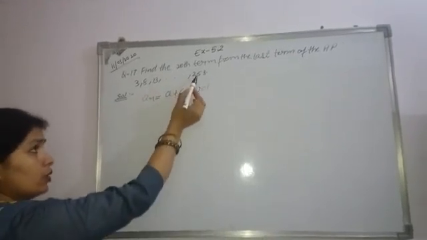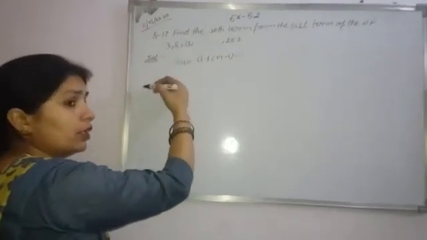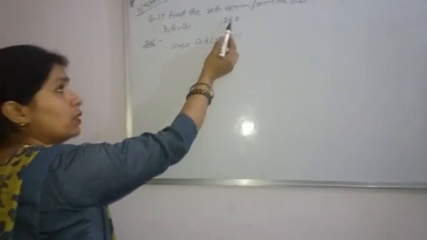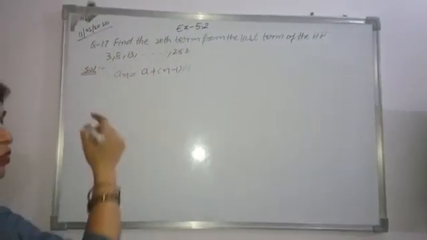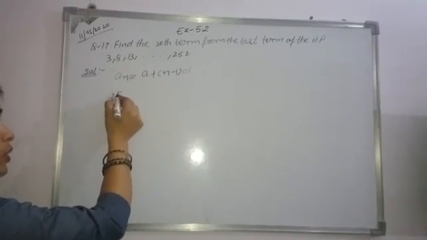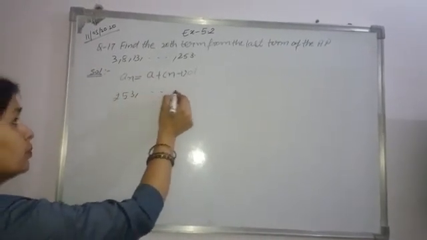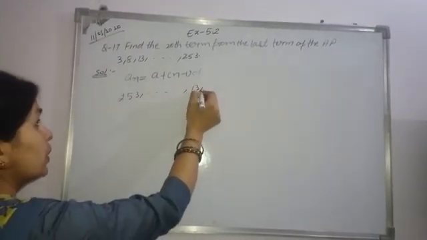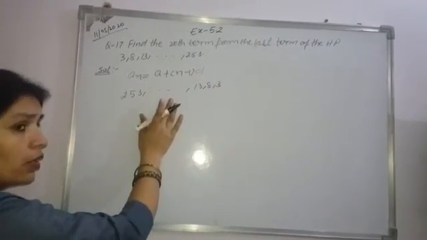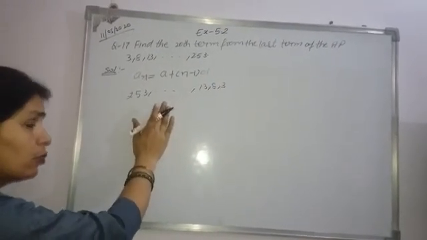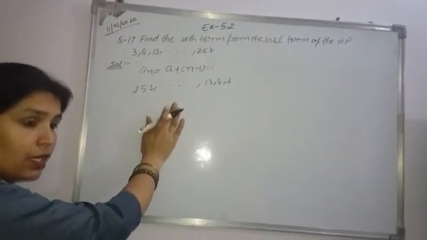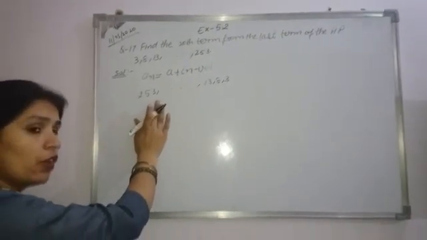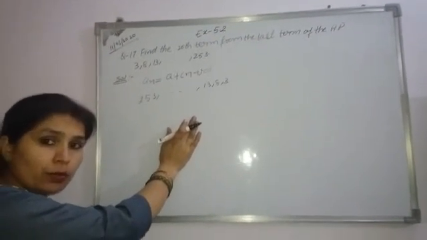So if we reverse these numbers, it means the first term converts into the last and the last term converts into the first. When we reverse these numbers, we obtain 13, 8, 3. So this is our new AP. And from this AP, if we find the 20th term from the beginning, then our answer will be the same.